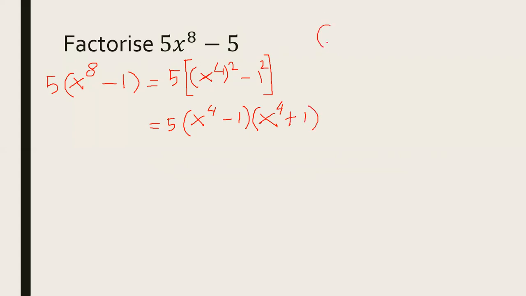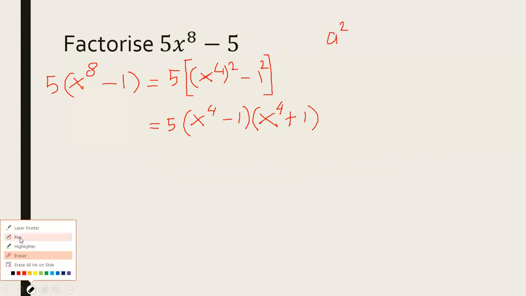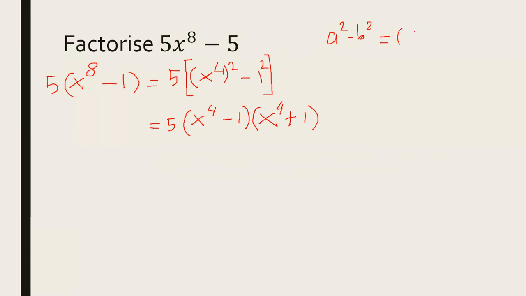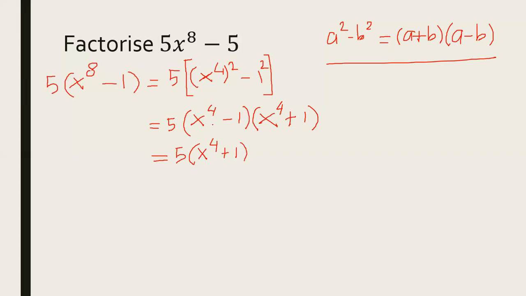Remember that if a squared minus b squared, we could factorize it and it becomes a plus b times a minus b. This is the rule. So afterwards, we could factorize this term x to the power 4 minus 1. We will continue: 5 times x to the power 4 plus 1 times x squared plus 1 times x squared minus 1.